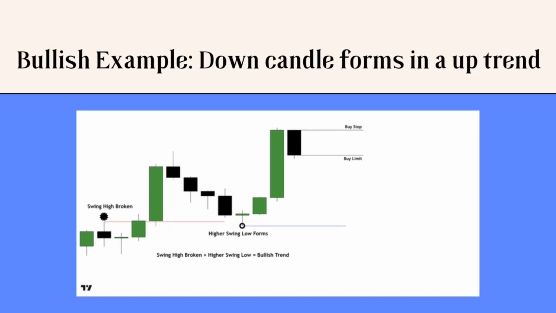Looking at a bullish example for British pound versus US dollar, we can see a swing high is broken. After that, a higher swing low forms, and then we get that down counter trend candle. We're going to be buying at the close with a buy limit, and we're going to be buying at the open with a buy stop, meaning we're either buying on strength, so when price is going up, it's hitting us into our stop. We're buying on weakness, so when price is going down, we're getting triggered into the market with our buy limit. Let's see what unfolds within this trend.